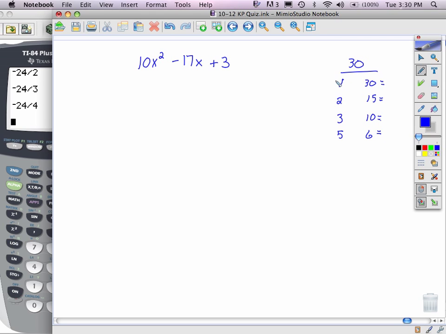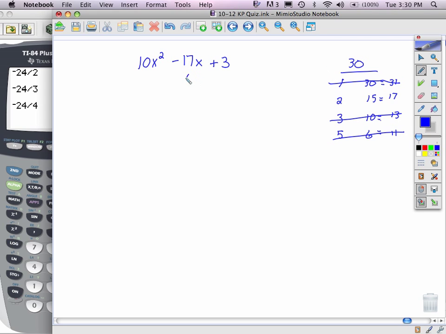Now, this problem is a little bit different from the last because both of these answers are positive. So I got a positive 1 plus 30 gives me 31. 2 plus 15 is 17. 3 plus 10 is 13. 5 plus 6 is 11. Now, how I came up with these numbers, since they're both positive, I could just add them. Now, if you notice something, I obviously don't want that one, obviously don't want that one.